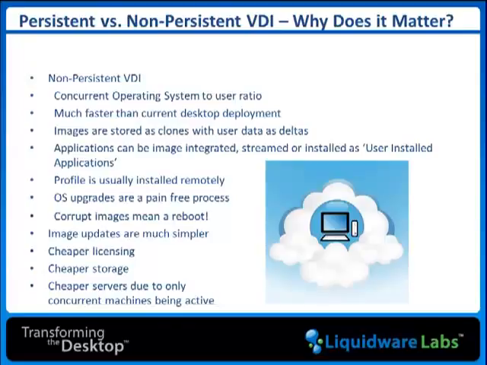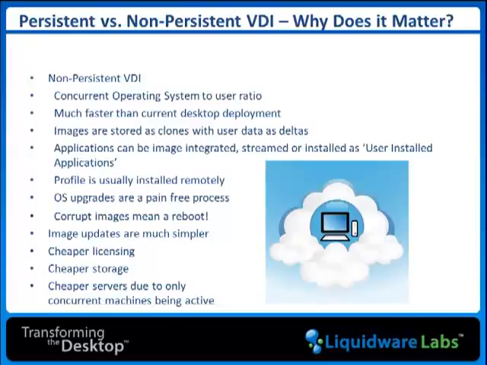Every single one of the operating systems is a fresh, brand new operating system install. Applications can either be image integrated, streamed, aka virtualized, or installed as user-installed applications. We're going to talk about all three of those different scenarios in a little while. Profile is usually installed remotely, which is going to have to be if we have a destructive desktop, because otherwise every single time I create a document or I install an application, if I log off, it's all destroyed. So we need to make sure that that user intellectual property is accounted for.